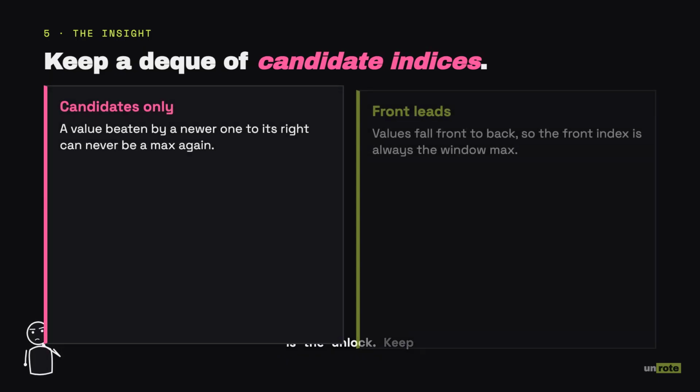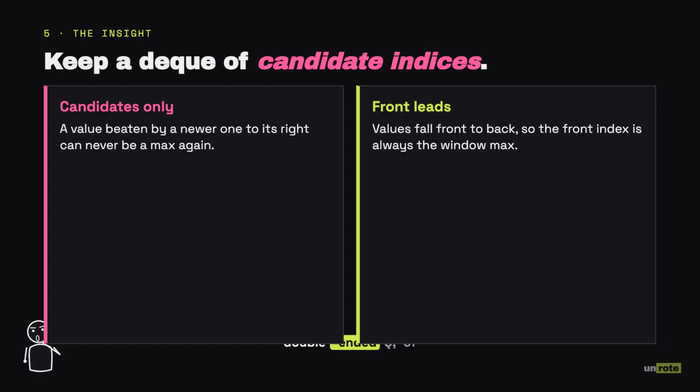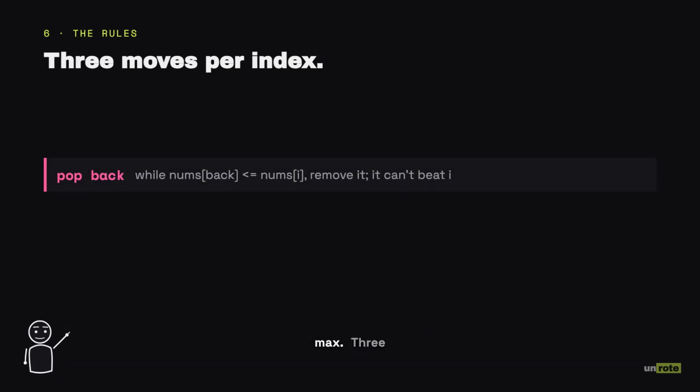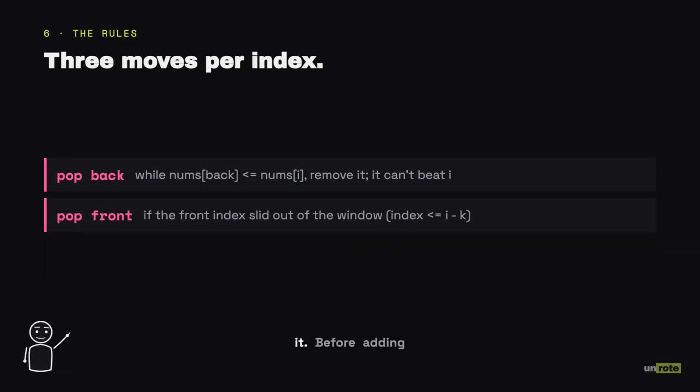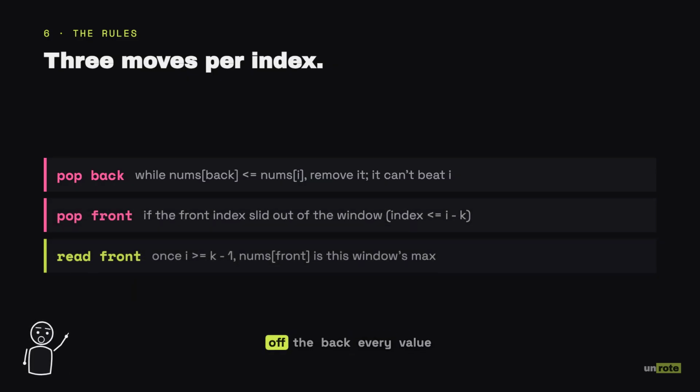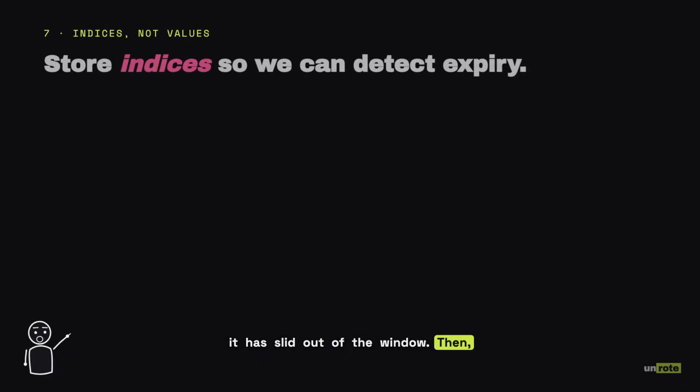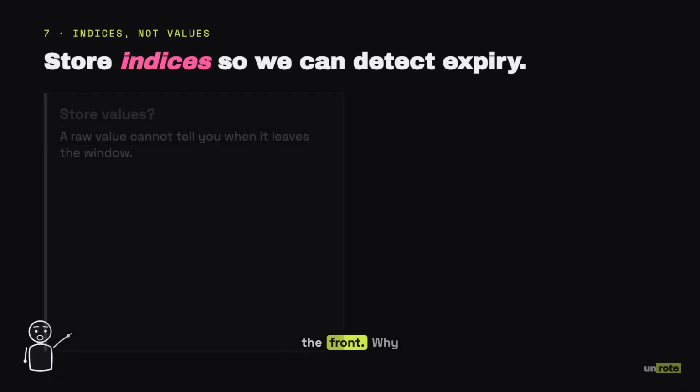Here is the unlock. Keep a deque, a double-ended queue of indices whose values are decreasing. That is your short list of candidates that could still win. Because values fall front to back, the front is always the window's max. Three moves per index run it. Before adding index i, pop off the back every value that i beats, since they can never win again. Pop off the front if it has slid out of the window. Then, once the window is full, read the front.